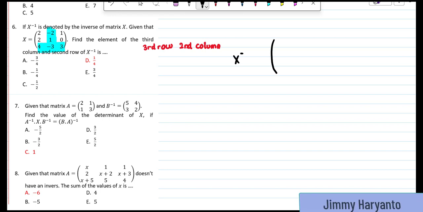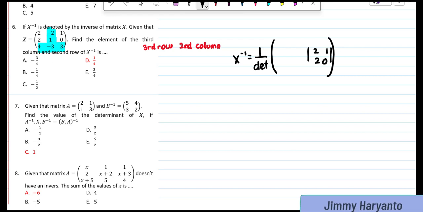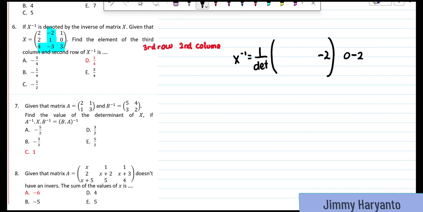will be X inverse equals to 1 over determinant times the adjoint. The adjoint for this one is 2, 1, 2, 0. That means you have to find the determinant also. 2 times 0 equals to 0. 2 times 1 equals to 2. You have to minus it. You will have -2 right there.